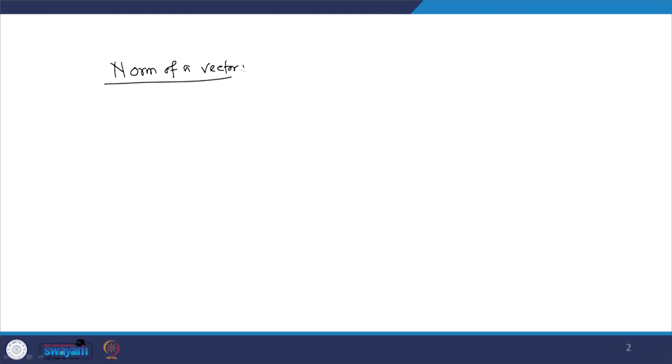To understand the concept of length of a vector, let me introduce one more terminology called the norm of a vector. What is that? Let V be a vector space over a field capital F. So the field here is either the real numbers or the complex numbers.